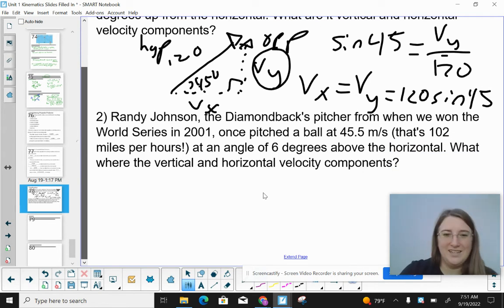Okay, number 2, Randy Johnson. The Diamondback picture from back when you guys were not even alive yet. Good Lord, I was in 4th grade. We won the World Series in 2001.